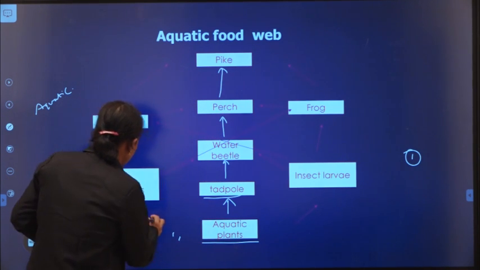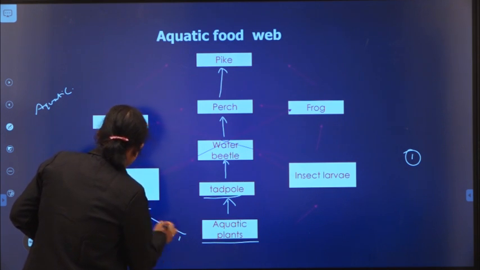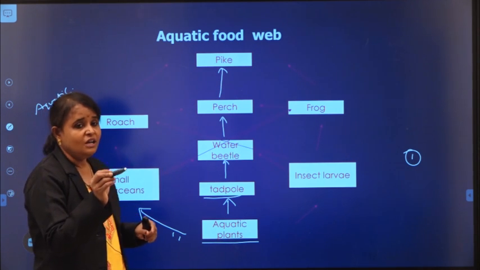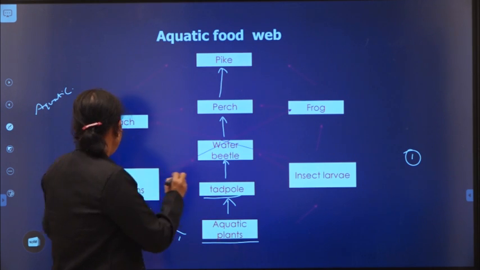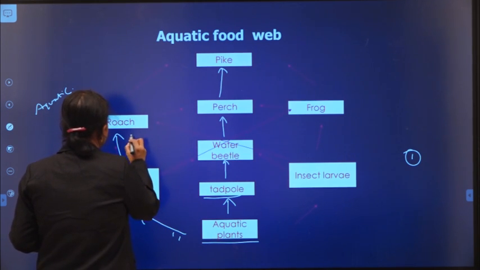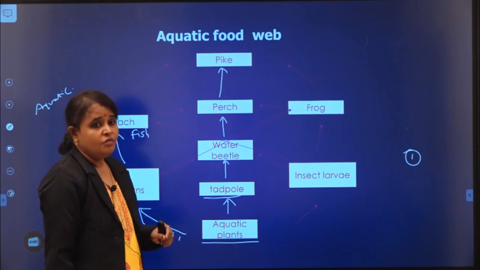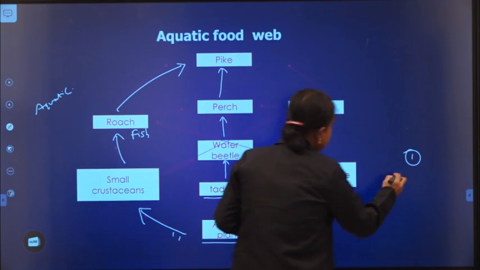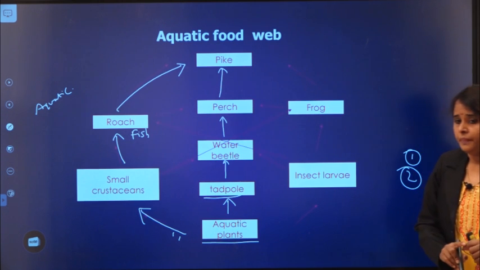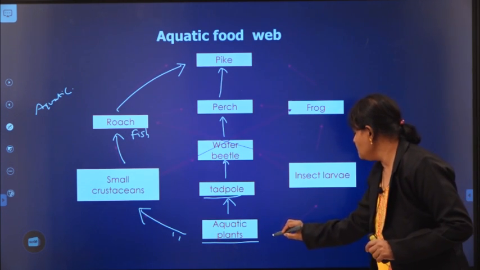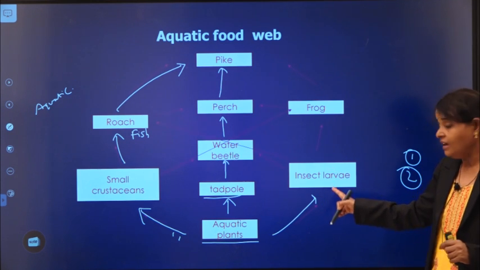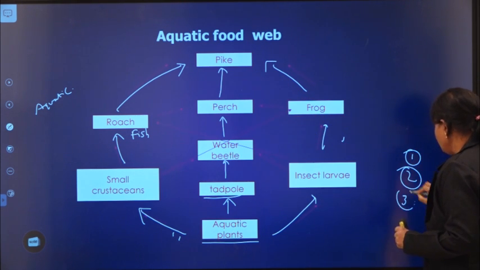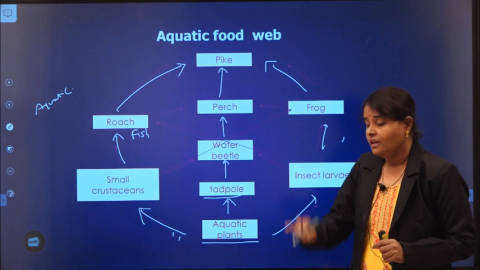Now, another food chain you can see here, the energy from the aquatic plants goes to small crustaceans. Crustaceans means small shell organisms, I told. Okay, from the crustaceans, the energy goes to roach. This is one type of fish. From roach, the energy goes to pike, large fish. How many food chains? Write down. 2 food chains. Now you can see here, aquatic plants are eaten by insect larvae, which is eaten by frog. From frog, pike. How many food chains? 3 food chains.